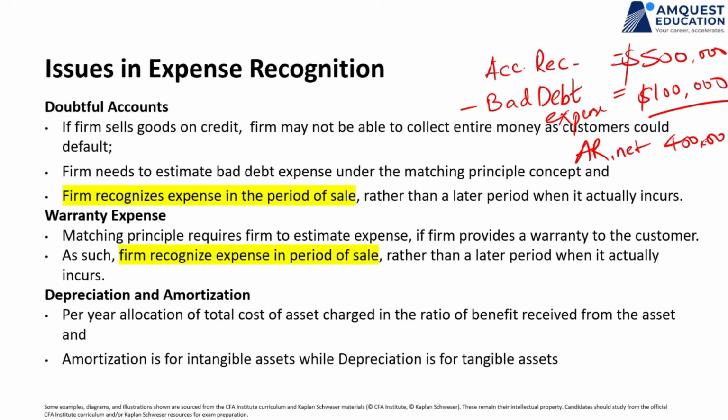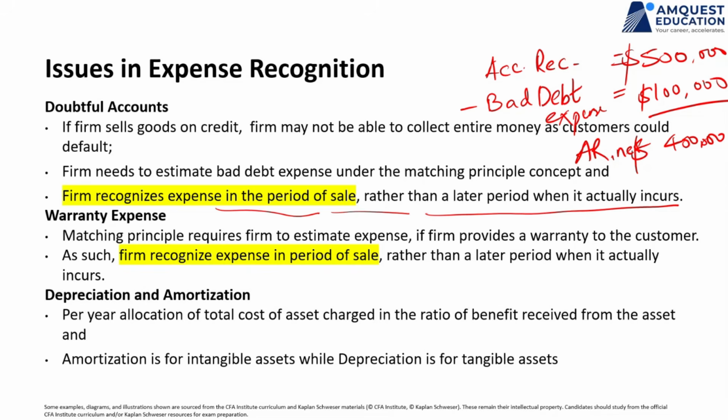$400,000. So this bad debt expense that you create, the firm should recognize the expense in the period of sale rather than a later period when it actually incurs. So if you have sold the product this year, and if you believe the money is not going to come back, record the $100,000 expense in your profit and loss the same year. Be conservative in accounting. Don't be aggressive. Don't wait for it to happen. Say my loss has already happened, record it upfront.